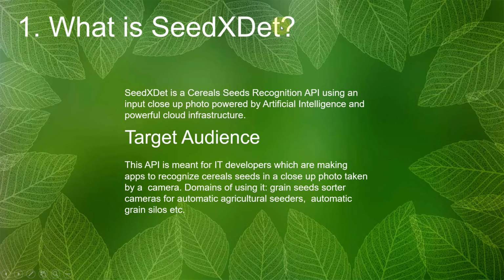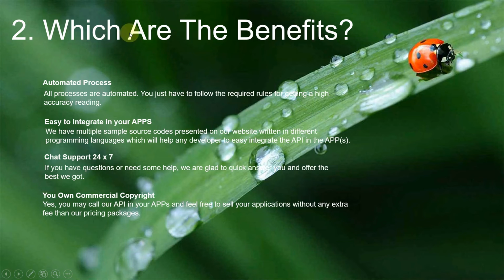What is SeedXDet? SeedXDet is a cereal seeds recognition API powered by artificial intelligence and powerful cloud infrastructure. Target audience: this API is meant for IT developers who are making apps to recognize cereal seeds in a close-up photo taken by a camera. Domains of using it: grain seed sorter cameras for automatic agricultural seeders, automatic grain silos, etc.